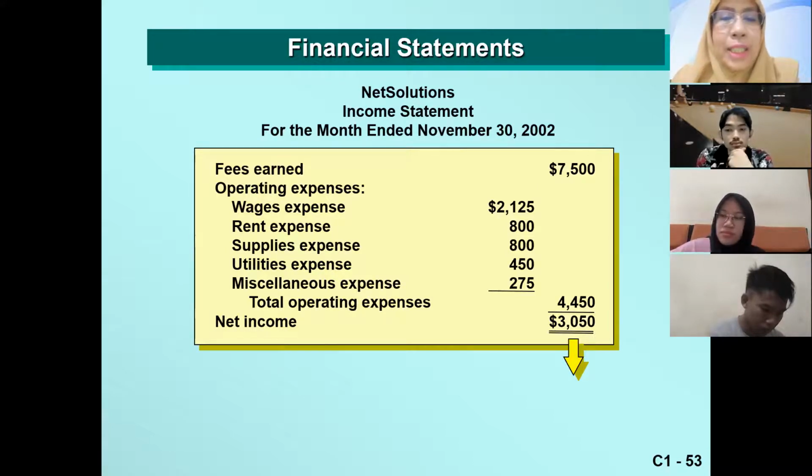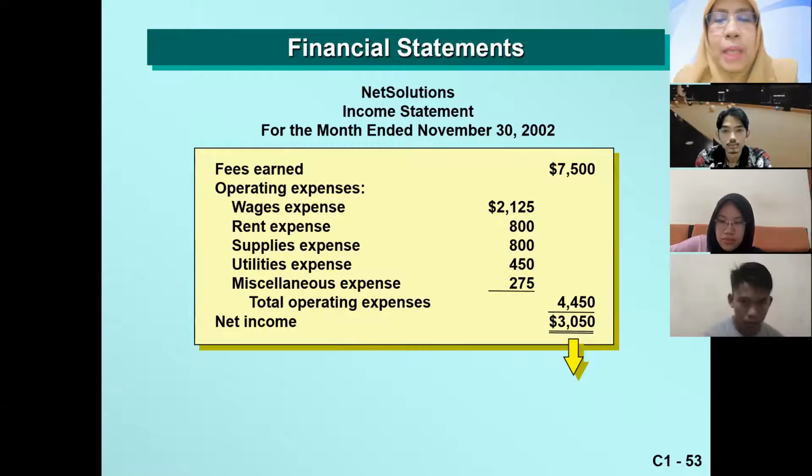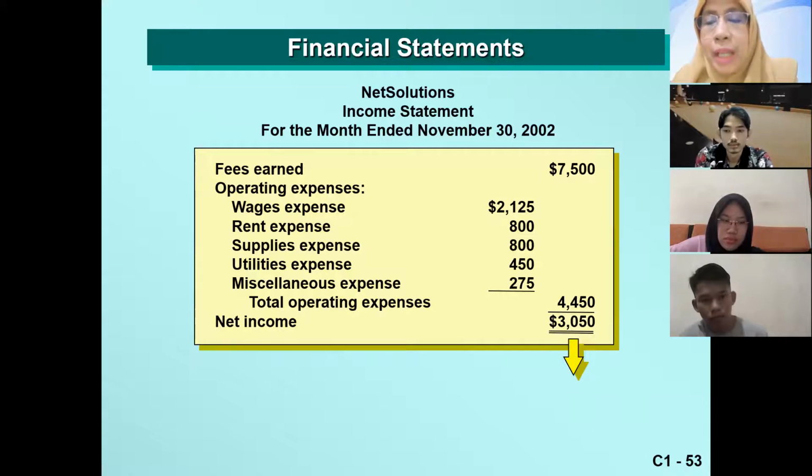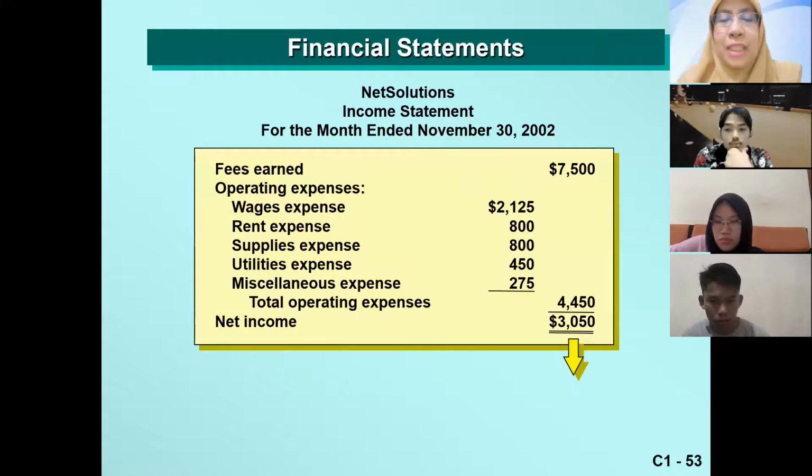have been paid by Chris are wages expense 2,125, rent expense 800, supplies expense 800, utilities expense, miscellaneous expense, and the total expenses are 4,450. When we deduct total expenses from total revenue, we get $3,050. So it means Net Solutions, managed by Chris Clark, generates revenue and net income for this month of 3,050. So this is a good business because we can generate net income or profit.